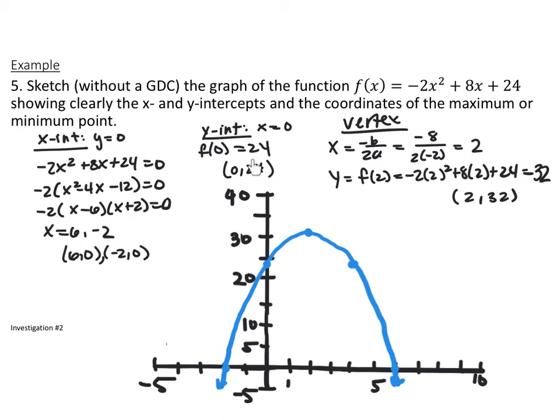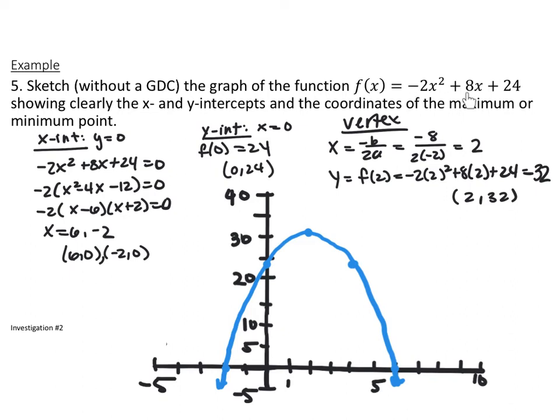And then our y-intercept, when you're in standard form, the y-intercept is just your c value, because when you plug in 0 for x, anything with an x goes away. So our y-intercept is 24, or (0, 24), so I plotted that. And then the vertex, I found the x-coordinate of the vertex by doing -b over 2a, so -8 divided by 2 times -2. So the x-coordinate of our vertex is 2. You could have also found the average between your x-intercepts, which would have given you the same thing.